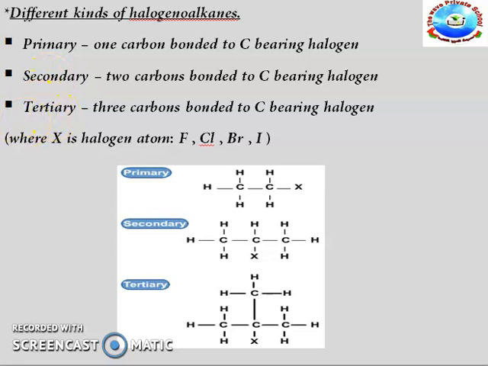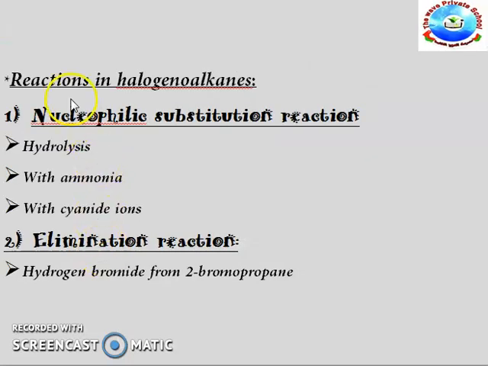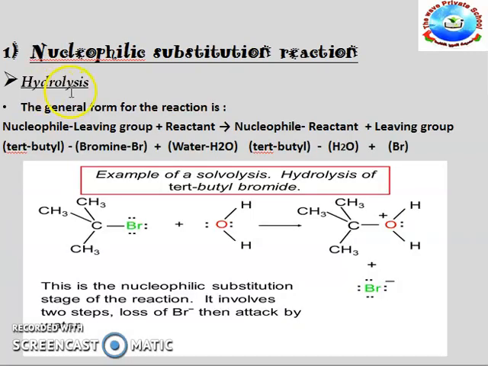Let us proceed next. Now we are going to see reactions in halogenoalkane. Those are nucleophilic substitution reaction and elimination reaction. Let us proceed with nucleophilic substitution reaction. In that, the first is hydrolysis. Before I start hydrolysis, let me tell you, in every chemical reaction, there are two reactants which react with each other to give product.